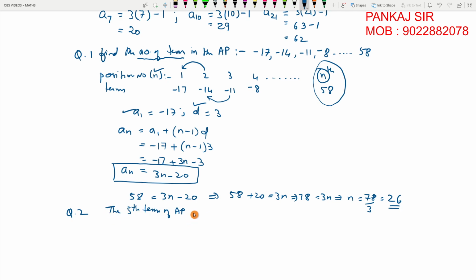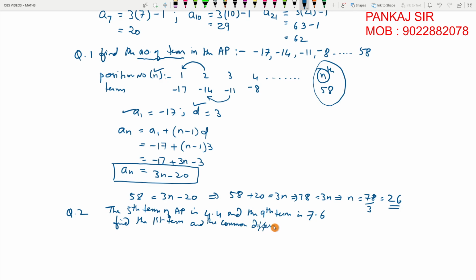of an AP is 4.4, and the ninth term of this AP is 7.6. Okay, now he is telling you to find the first term and the common difference.